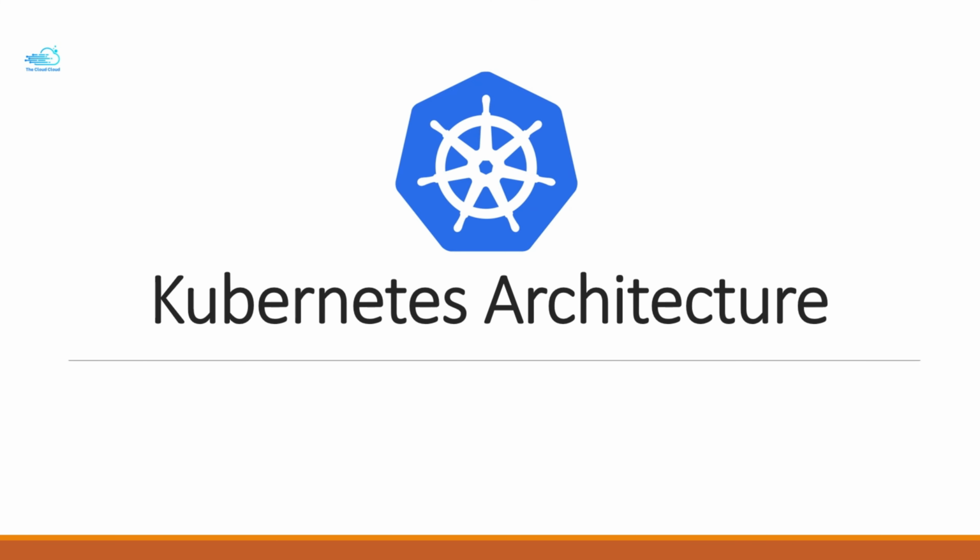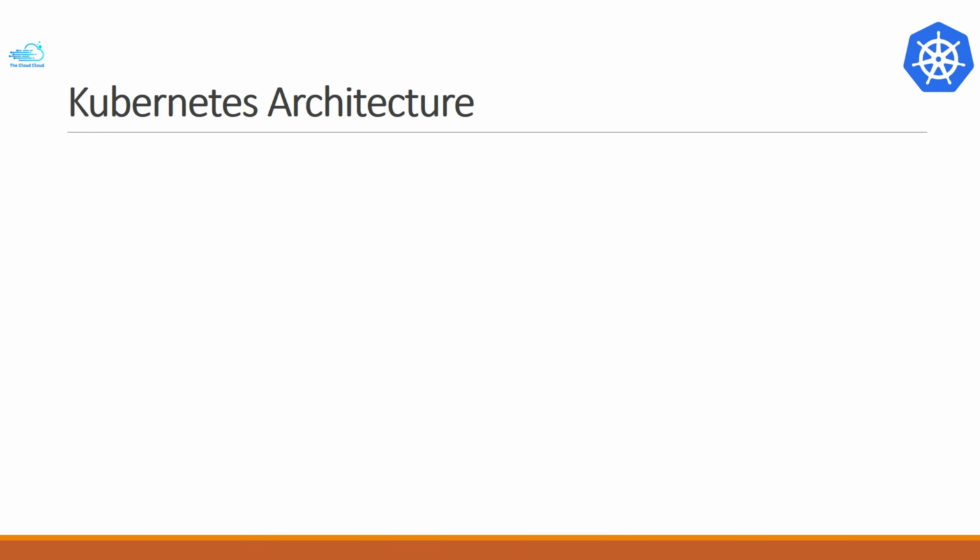My name is Ravi. In this video, we'll talk about Kubernetes architecture. Kubernetes, also known as K8s, is an open source system for automating deployment, scaling, and management of containerized applications. So let's just understand what is the architecture of Kubernetes.